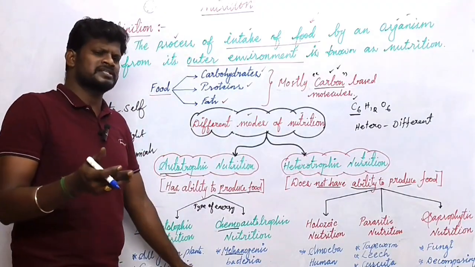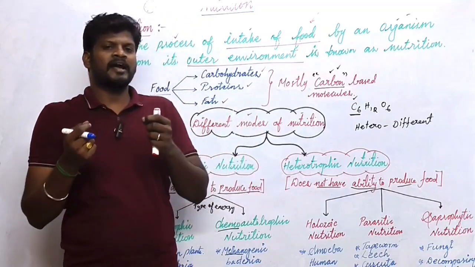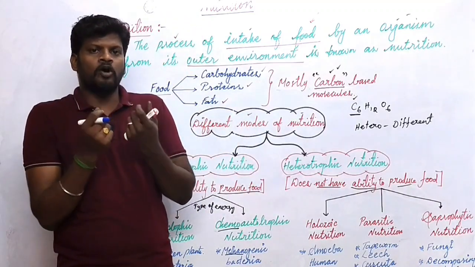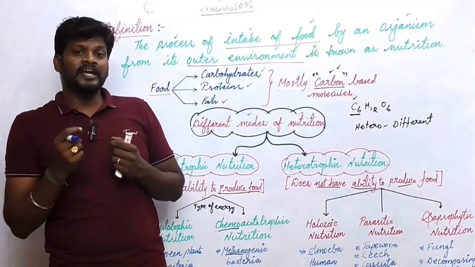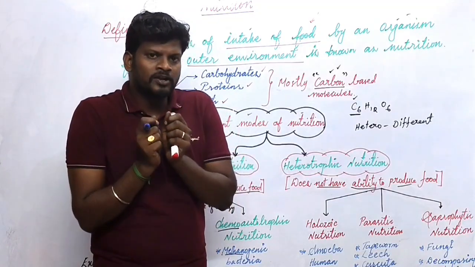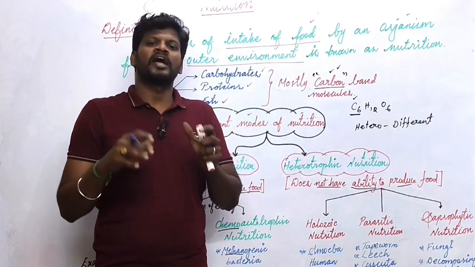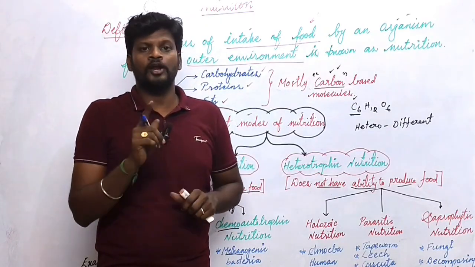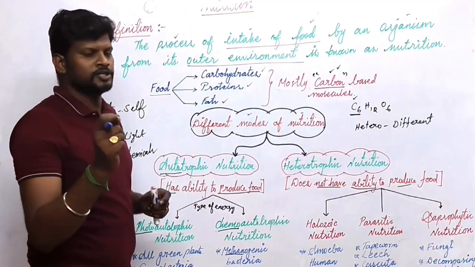And we can give one more example also, sulfur oxidizing bacteria. These bacteria live in volcanic springs. This volcanic spring will contain a large amount of sulfur released by the volcano. So this inorganic sulfur will be utilized by these sulfur oxidizing bacteria to produce their own food. So this kind of nutrition is chemoautotrophic nutrition.